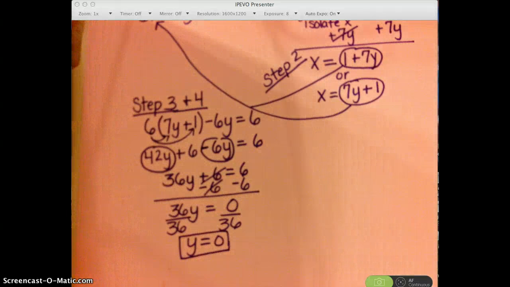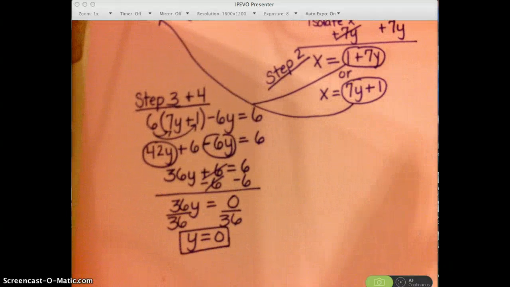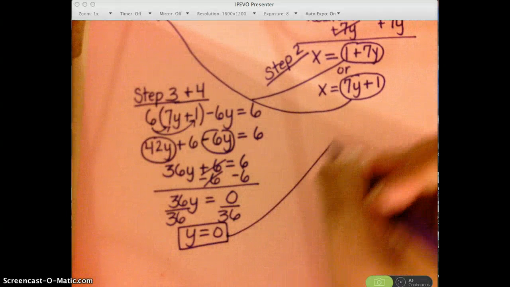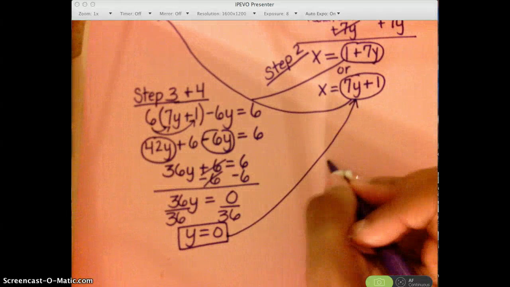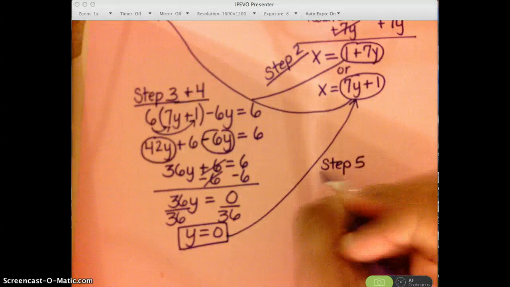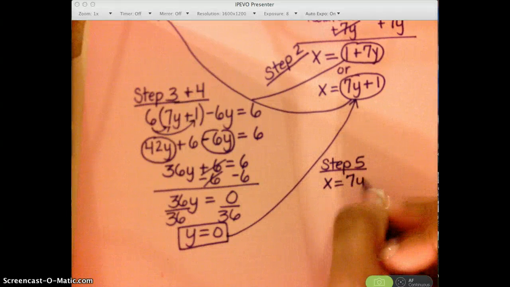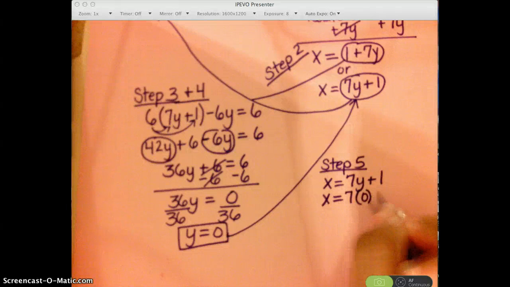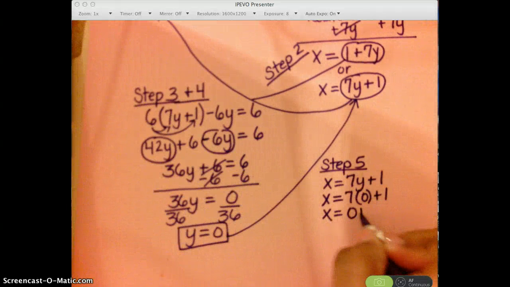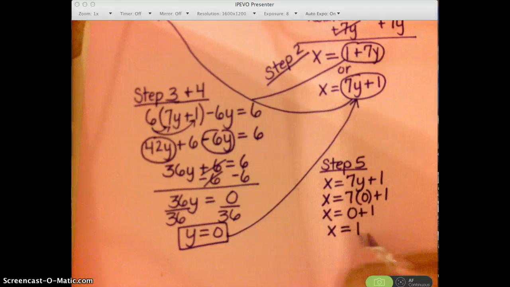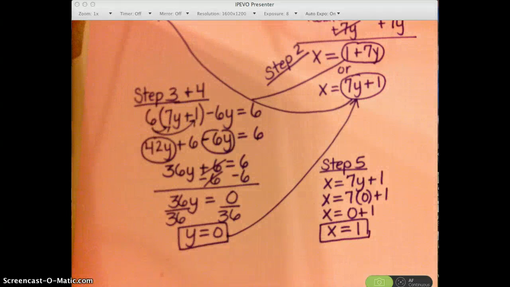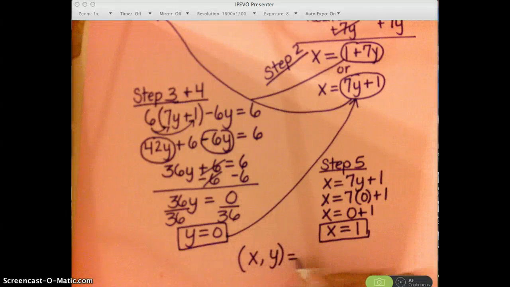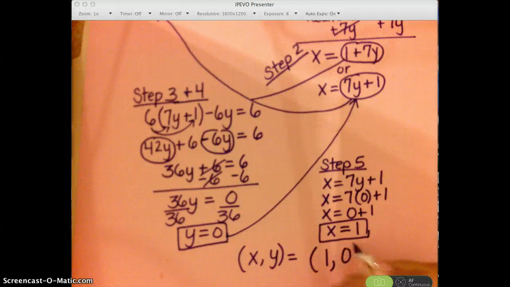Now we're at step 5. Step 5 says to use substitution to find the value of the other variable. So now I'm going to take this y equals 0 and put it right here in the place of y. So for step 5, I know that x is equal to 7y plus 1. Now I know that y is equal to 0, so x equals 7 times 0 plus 1. X equals 0 plus 1. X equals 1. So I know that y is equal to 0, x is equal to 1. Remember, our ordered pair is written in the form of x, y. So my solution for the system is 1, 0.